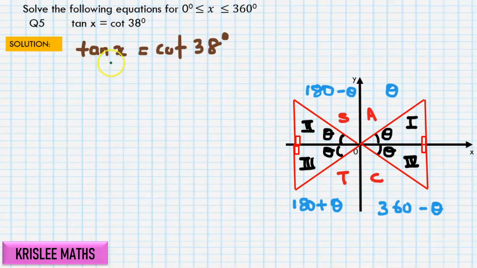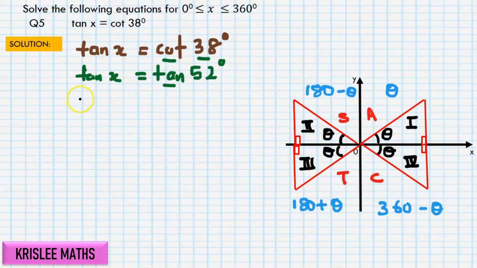Question 5. Tangent x equals cotangent 38 degrees. Cotangent 38 equals tangent 52 degrees. Why? Now remember, in the previous lesson we have learned complementary angles. The cofunction of cotangent is tangent, and the complementary angle of 38 degrees will be 90 minus 38. So that will give you 52 degrees. So now we have tangent x as tangent 52 degrees.